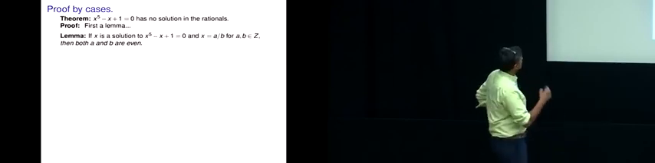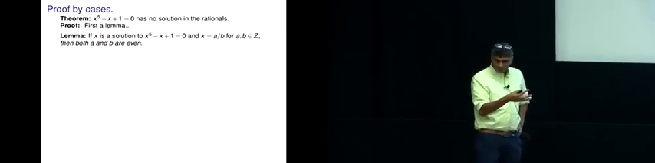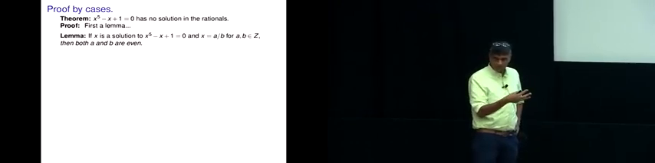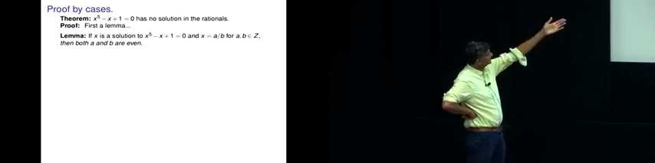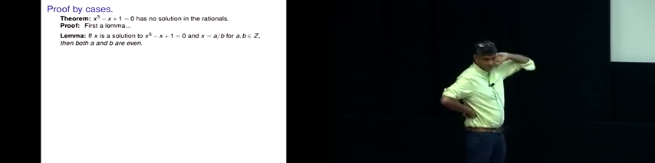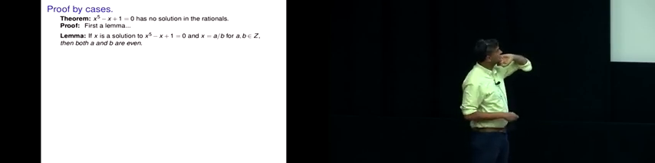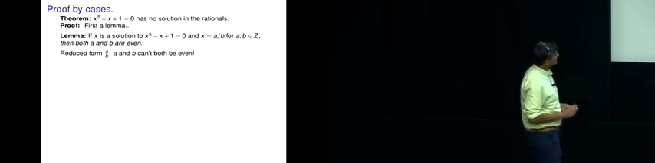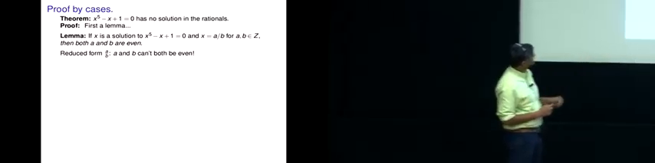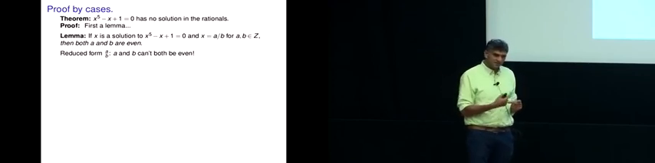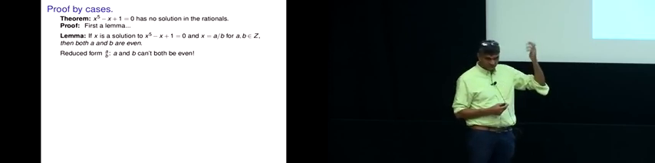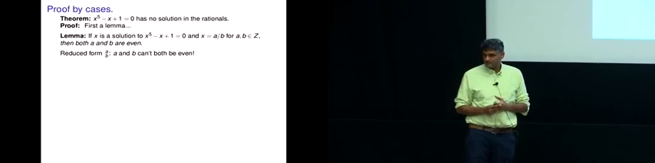So it's going to have a similar flavor to what we did showing root 2 is irrational. If x is a solution to this equation and it's in the rationals, we assume there is some solution a over b. Then we're going to show both a and b are even. From this lemma we're done, because we could then use the reduced form again. We could take out all factors of 2, and then we still have a solution in the rationals where there are no common factors of 2, which contradicts the lemma, which says a and b must both be even.